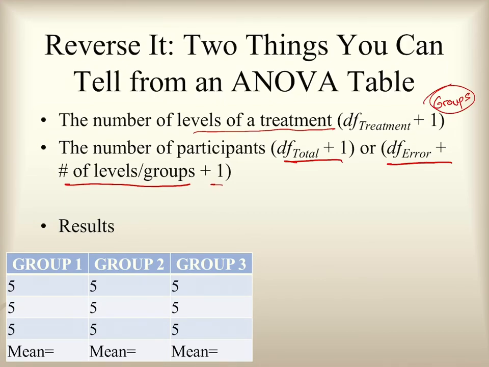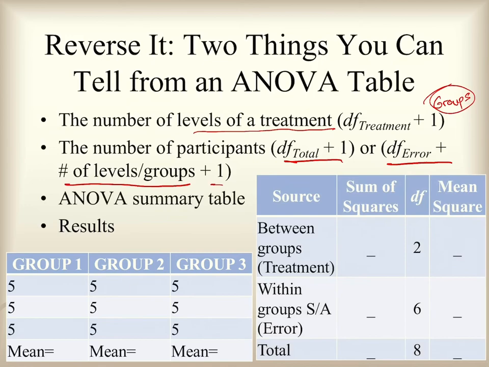So let's take a look at this study right here. Here are the results, and this is how we might write up the ANOVA summary table. I've taken out all the sums of squares because we don't need to use them. One of the things that a summary table will tell us is the degrees of freedom. Degrees of freedom between is 2, within is 6, and the total degrees of freedom is 8. This is exactly the same that we saw for our example before. So to find out how many groups there are, we add 1 to this, and we have 3 groups.